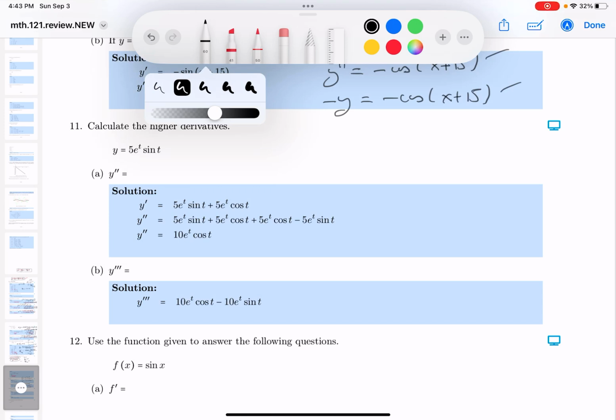Okay, for number 11, they want higher order derivatives. So the first derivative I can compute, but they want the second and the third derivative. So let's write this down. Let's write the first derivative down. Should be relatively simple. It's a product rule.